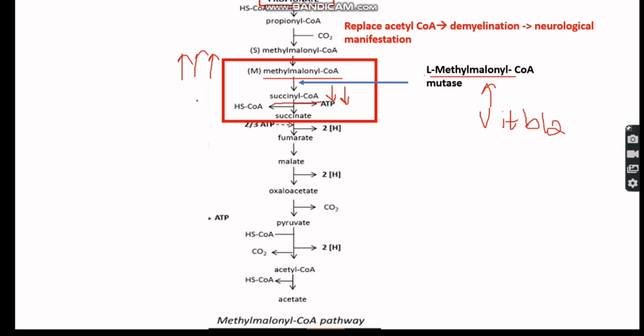So there is accumulation of methylmalonyl-CoA and the accumulation of its precursor propionyl-CoA and the odd chain fatty acids. So these odd chain fatty acids will not be metabolized completely. Okay. So this propionyl-CoA, due to its accumulation, will be replaced by acetyl-CoA. So this will undergo demyelination in nerve cells, which ultimately leads to neurological manifestation.